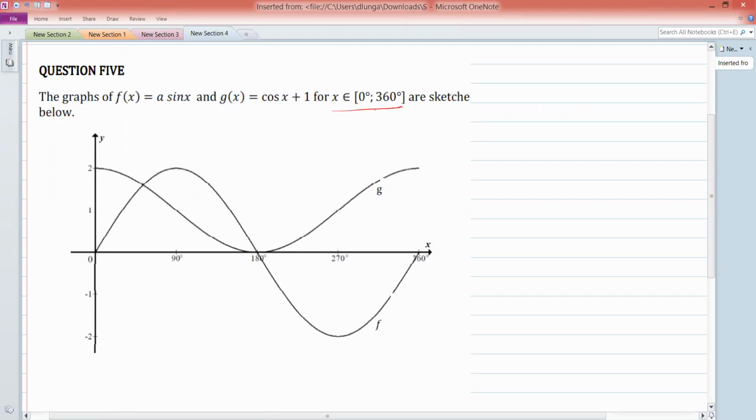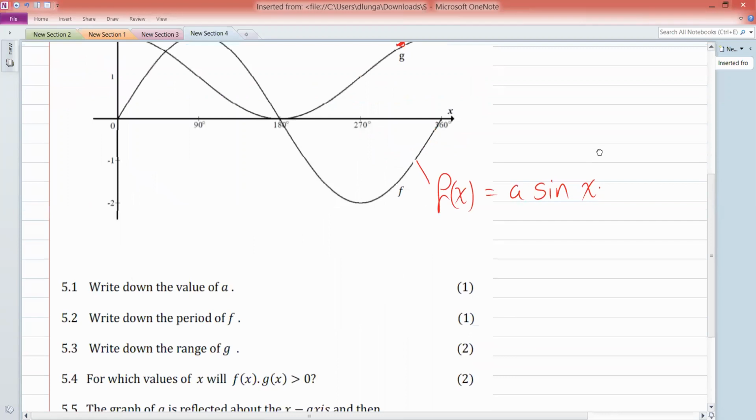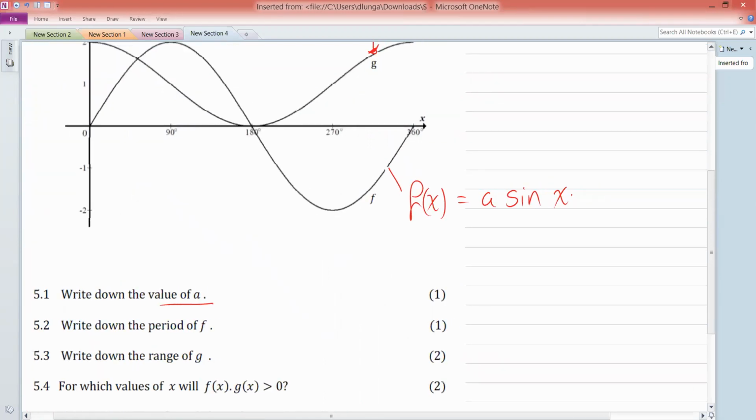They've given you the domain as x is between 0 and 360, and it's sketched below. This one here, this g, is the cos x plus 1. And then this one is your f of x equals a sine x. Let's write down the value of a, then write down the period and range.